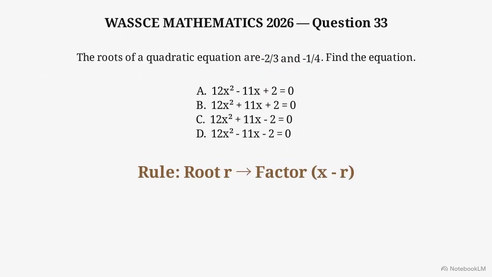To solve this, we use a fundamental rule in algebra. When we have a root, r, we can express it as a factor. If x equals r, then subtracting r from both sides gives us the factor x minus r equals 0. This works because substituting the root r in place of x makes the entire factor equal to 0. This logical connection is what allows us to build a quadratic equation from its roots.